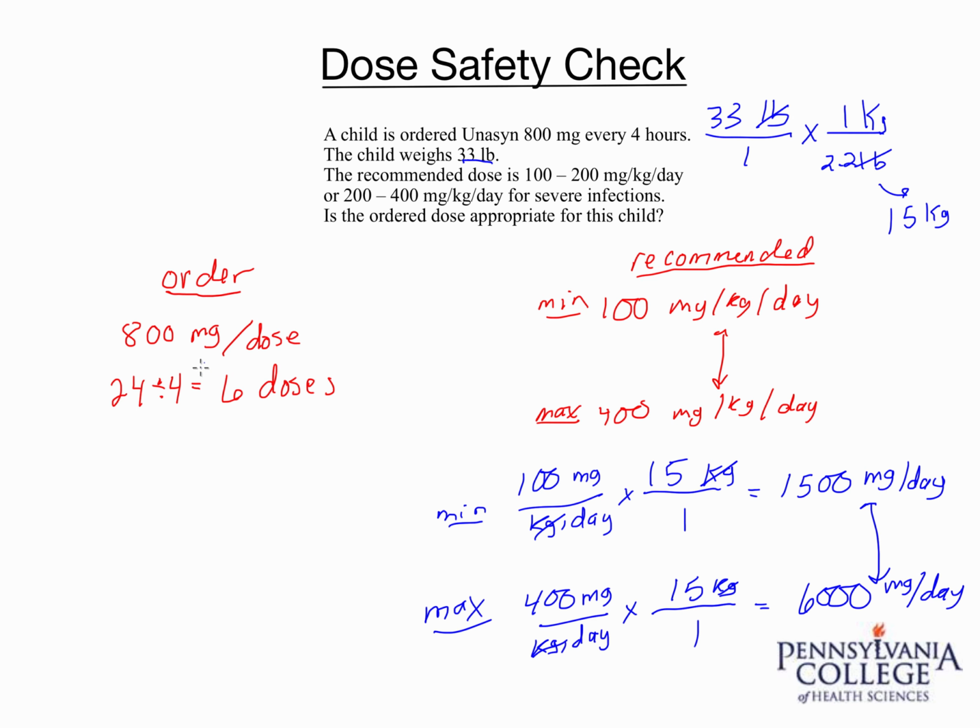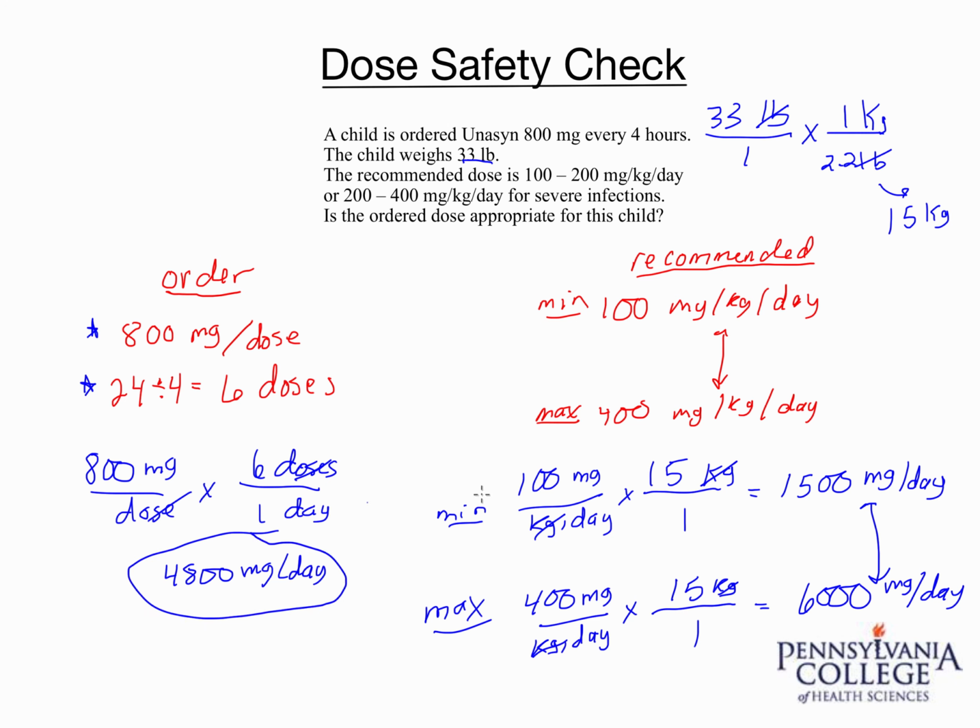Looking at the order, I can use the information provided. If it's 800 milligrams per dose, and I know throughout the day the patient is going to receive 6 doses, then I can take 800 milligrams per dose and multiply by the number of doses. I know there are 6 doses in one day. And what will happen is I will convert this. This will be 4,800, and the unit will be milligrams per day.